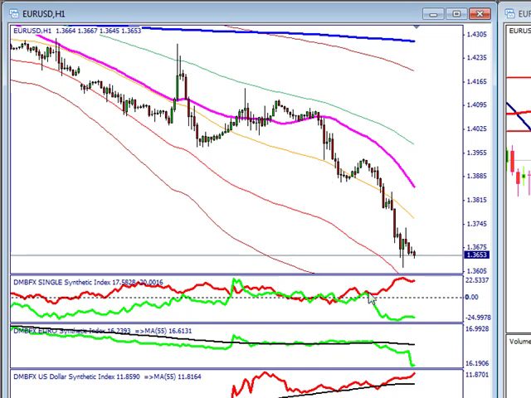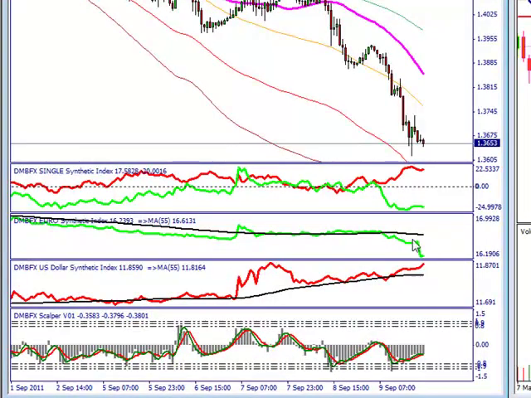We can see that the dollar has taken control. We've got that divergence, and with that divergence, each pair moving in the opposite direction, we've got that strong push lower. And now that we're running parallel, we got a little sideways action. We can see that the euro is trending down with a big move here, and we can see that the dollar is trending higher.